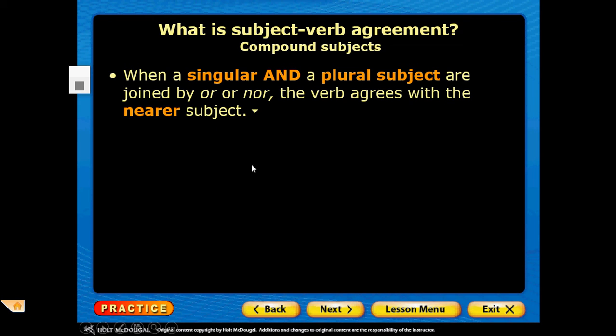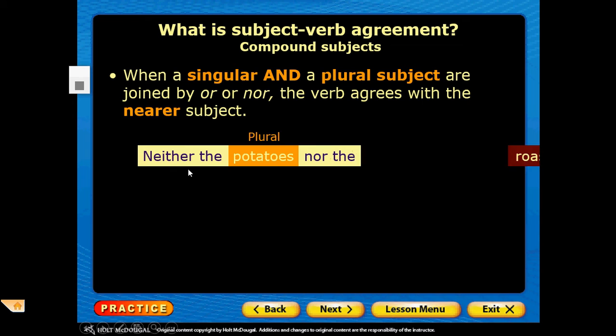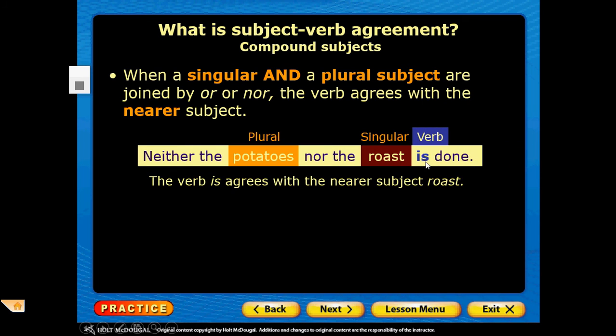Yes. So, for example, neither the potatoes nor the roast is done. So we have potatoes, which is plural, and we have singular roast here. So the verb agrees with the nearest subject. Therefore, it's singular. So the verb in this sentence agrees with the nearest subject. If it is or/nor, but if it is and, it's going to be plural anyway.